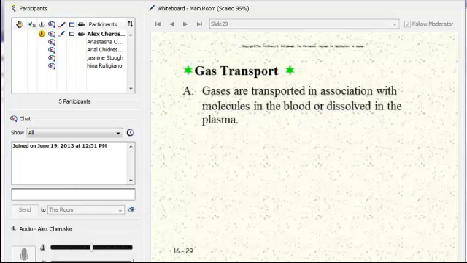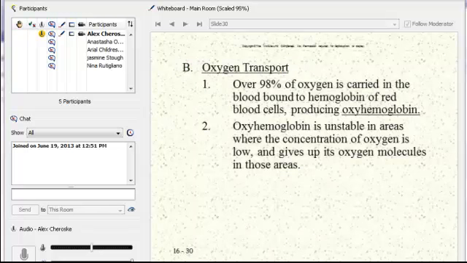All right. So, gas transport is going to be where we're looking at how we move oxygen and how we move carbon dioxide. Now, luckily, since we'd already talked about the blood, we know that oxygen is going to be moved primarily attached to hemoglobin in the red blood cell. And over 98% of the oxygen that we have transported in the blood is bound to hemoglobin, which produces, when we have that oxygen with the hemoglobin, we call it oxyhemoglobin. That's a pretty straightforward name.